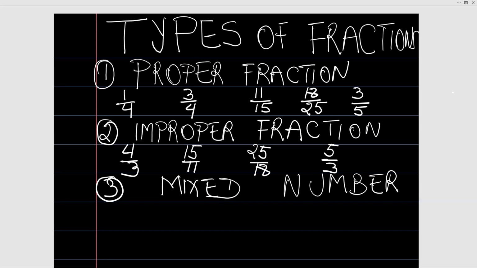So a mixed number has this form right here. We got A, where A is a quotient, which is the answer of the division. B stands for the remainder, and C is the divisor, or the denominator. So let's look at 4/3. This right here is an improper fraction. How do you know? Because 4, which is the numerator, is greater than the denominator.